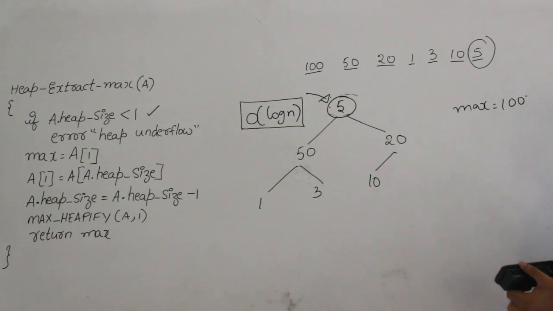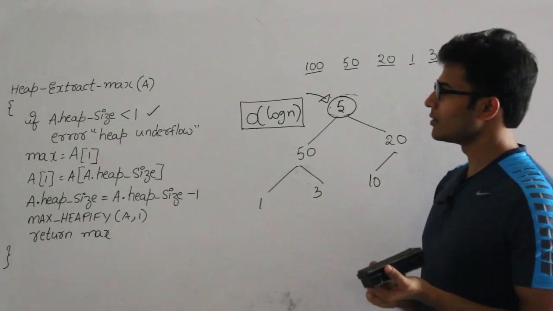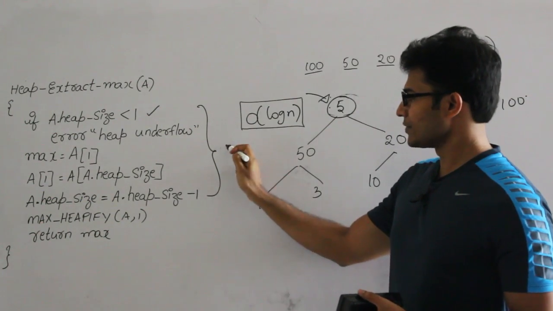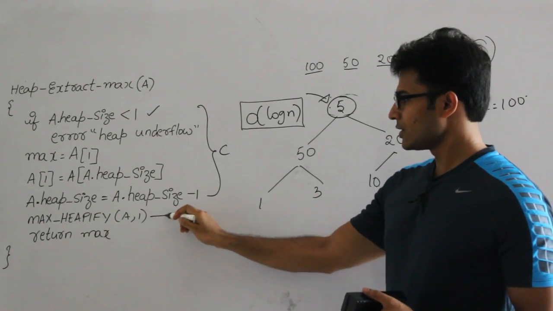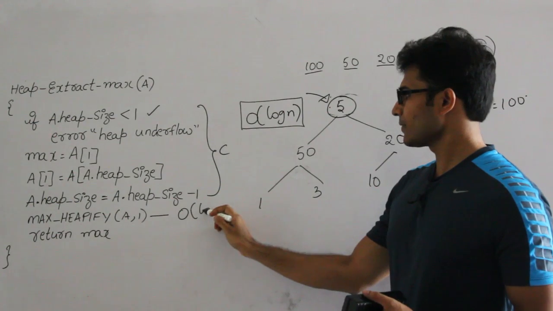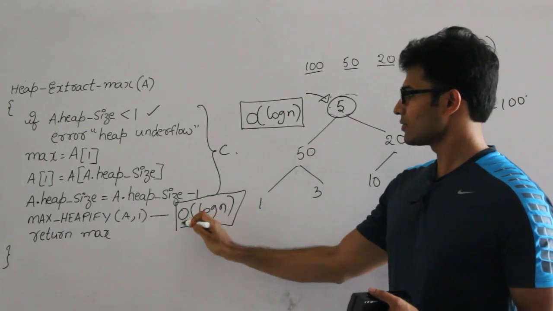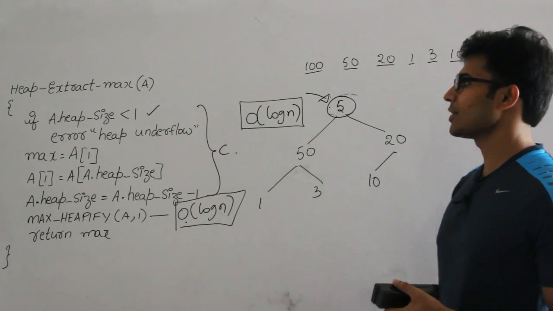So understand this. The total time taken by this algorithm is the time taken till this part, which is constant, and then the time taken by this, which is order of log n. Therefore constant plus order of log n is order of log n. So this is the time taken by extract max.